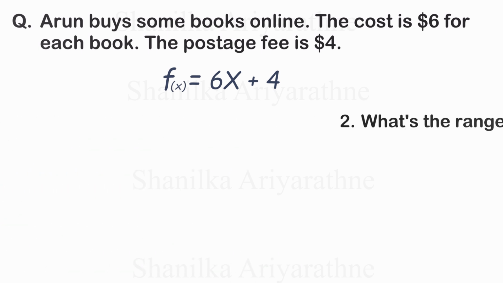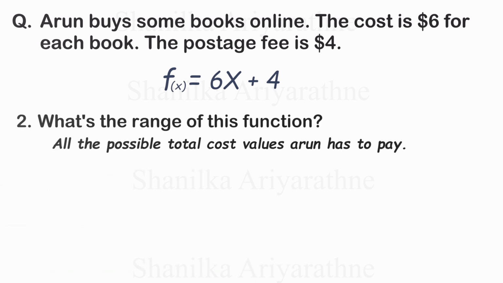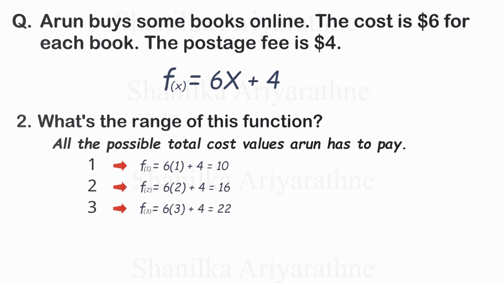Now let's determine the range. The range represents all the possible total cost values Arun has to pay. We observe that for each additional book Arun buys, the total cost increases by $6, starting from the minimum input of one book. Hence, we can write the range as $10, $16, $22, and so on.